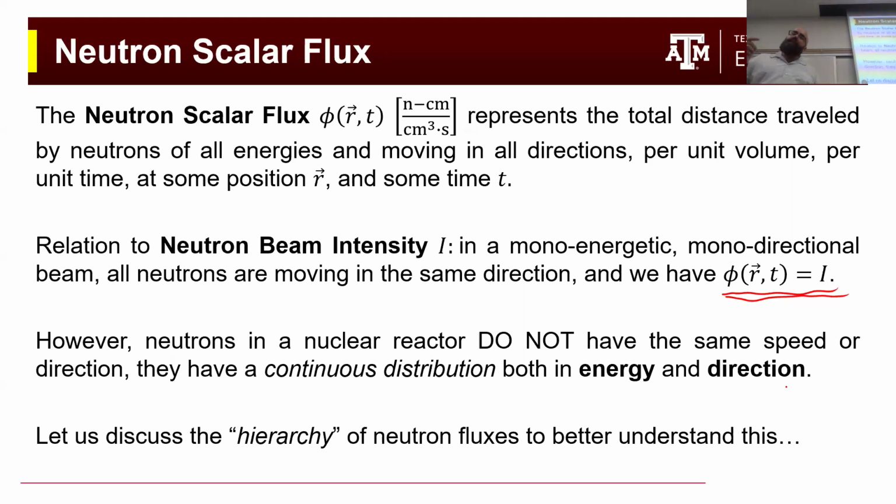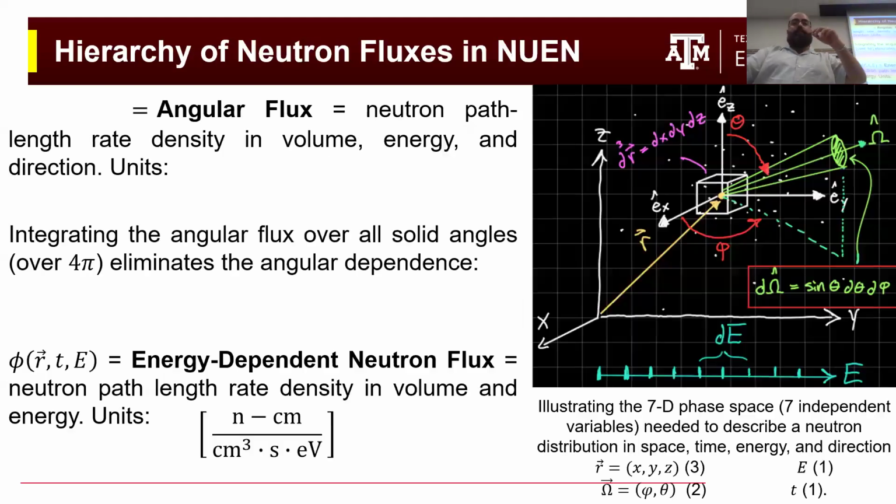But in general, the fluxes in a reactor are more complicated because in reality, the neutrons have a distribution of energies in our reactor, and they also have a distribution of velocities as well. So, sorry, they have a distribution both in energy and in terms of the direction in which they are moving. So there's a hierarchy of neutron fluxes that we can talk about to better understand where the scalar flux is coming from.